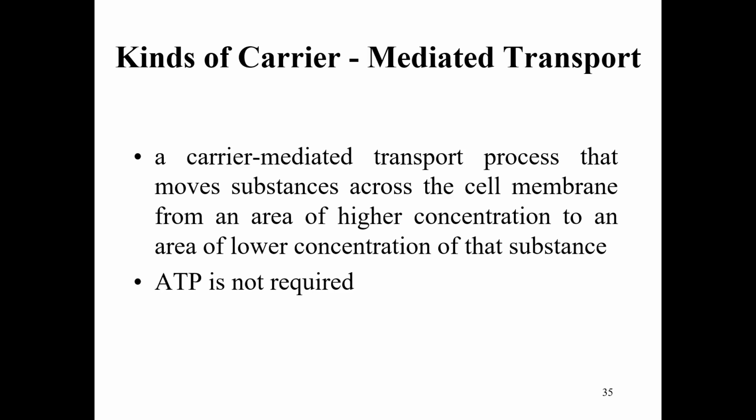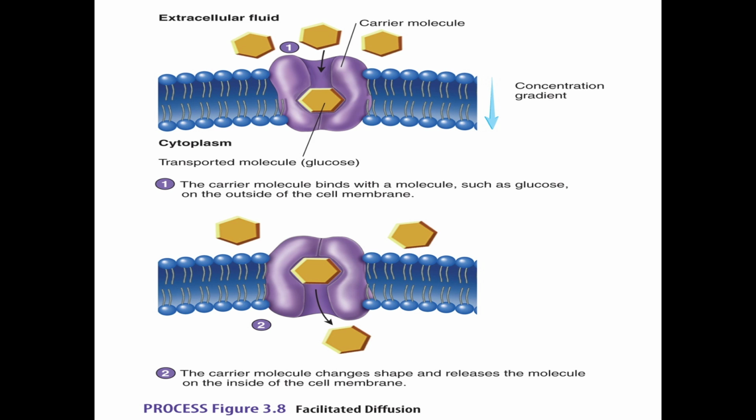We have different kinds of carrier-mediated transport. A carrier-mediated transport process that moves substances across the cell membrane from an area of higher concentration to an area of lower concentration and does not require ATP is called facilitated diffusion. Take for example the facilitated diffusion of glucose. Since glucose is found higher outside the cell, it will be transported inside the cell, which has a lower amount of glucose.